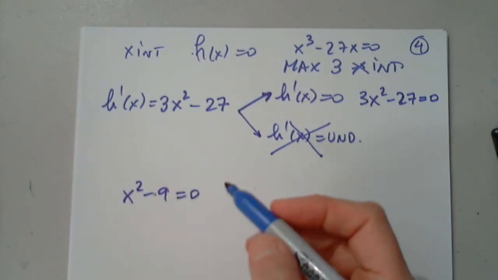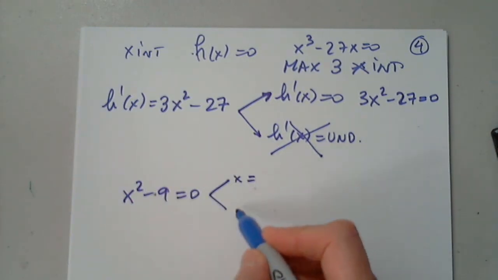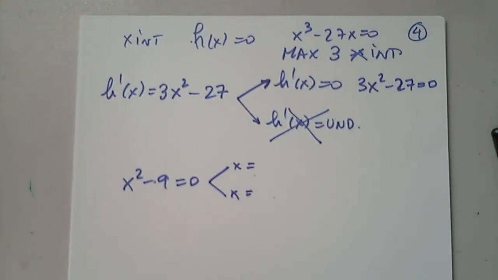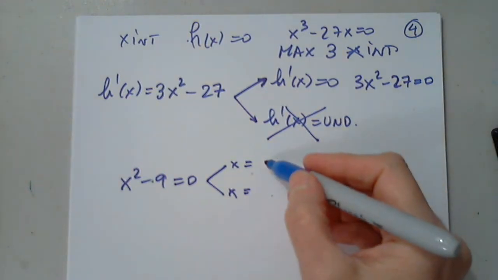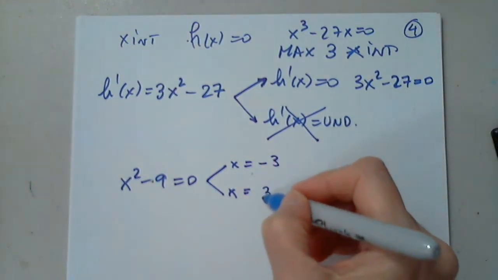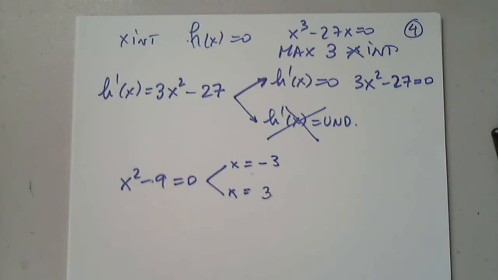And I know that this has two solutions. I don't really need to do anything else at this stage. I will just write the solutions. What are they? Really, minus 3 and plus 3. Awesome. But I have a question before that.